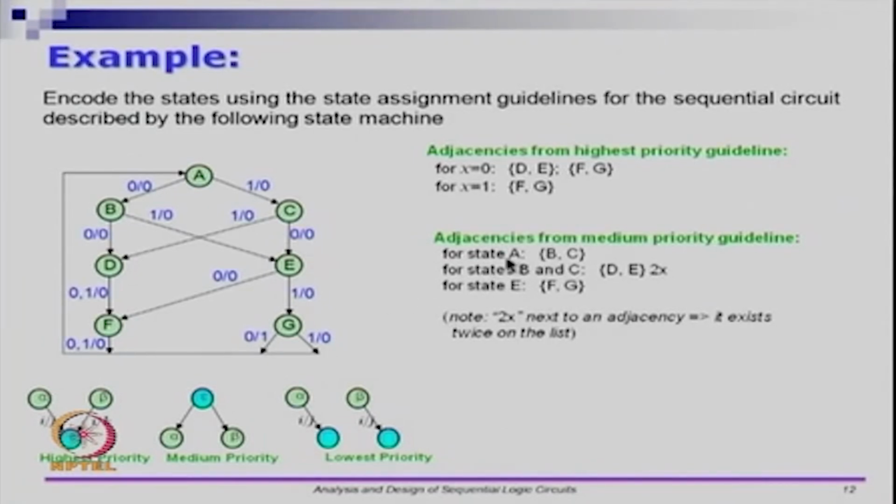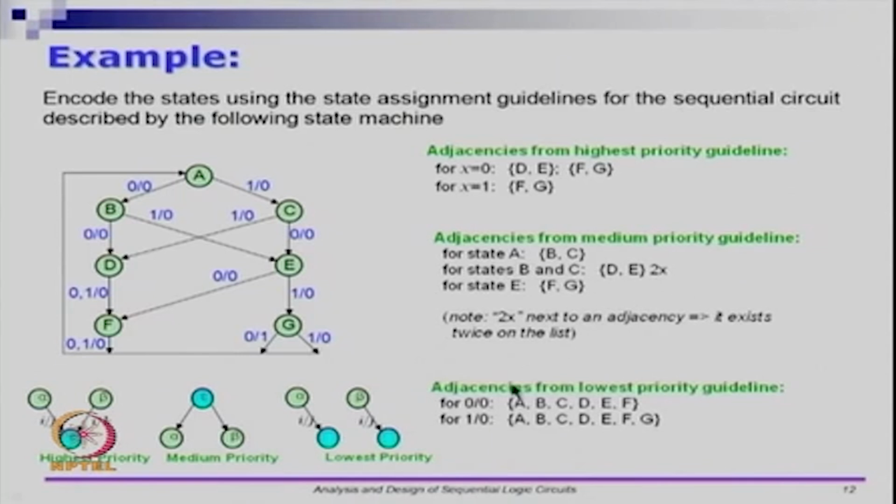The medium priority is the case where from a single state you are branching to two different states, and you want them to be close to each other. From state A's perspective, you want B and C to be closer to each other. From B and C's perspective, you want D and E to be closer to each other. From D's perspective, it is only going to F, on both 0 and 1, so there is no problem. From E's perspective, you want F and G to be closer to each other. From F's perspective you are anyway going to A on both transitions, and on G you go to A on both transitions. So these are the set of preferences. D comma E would come twice, once because of B and once because of C.